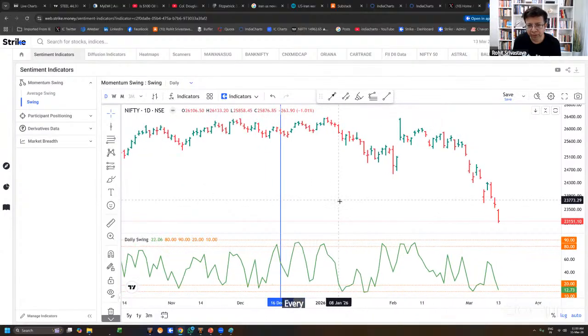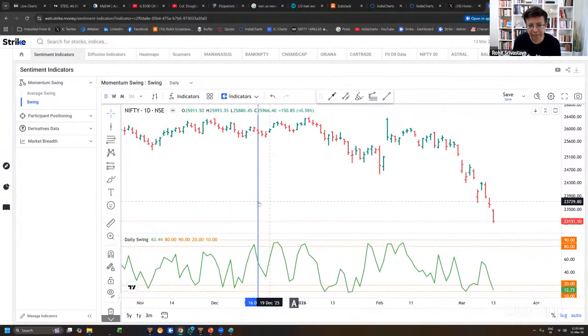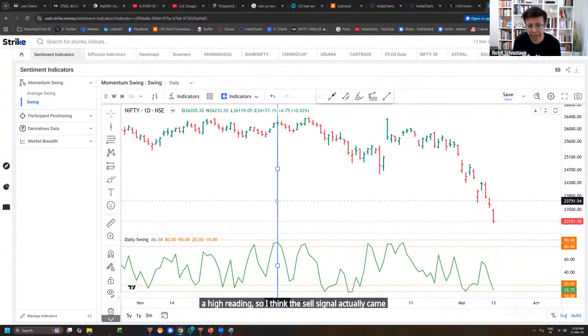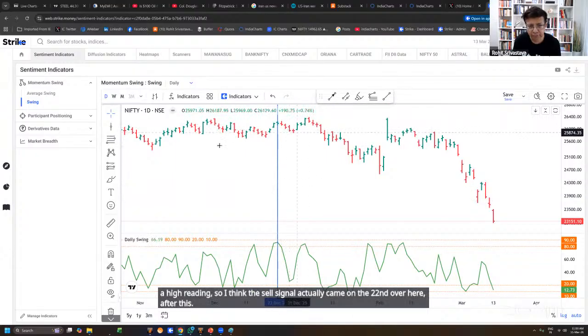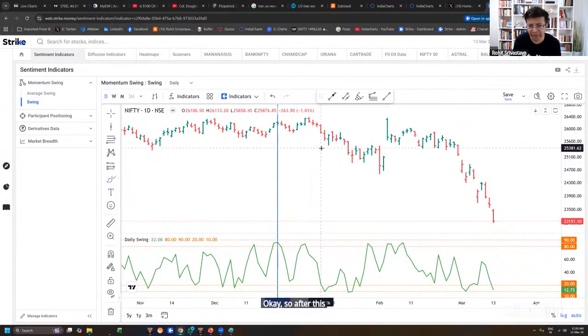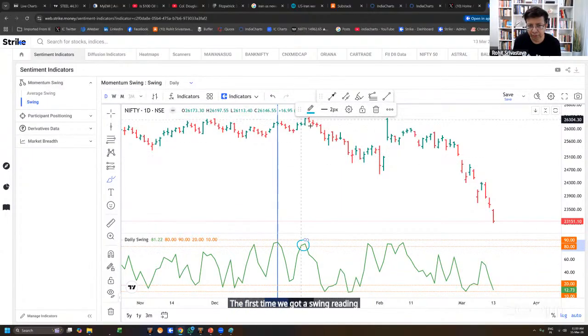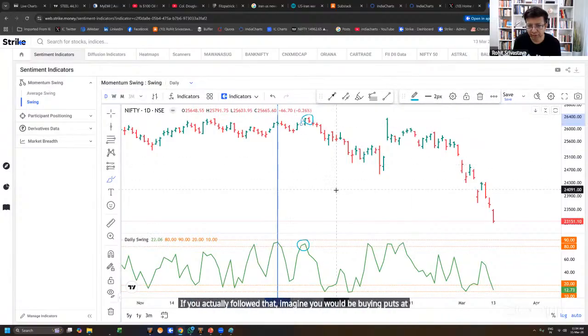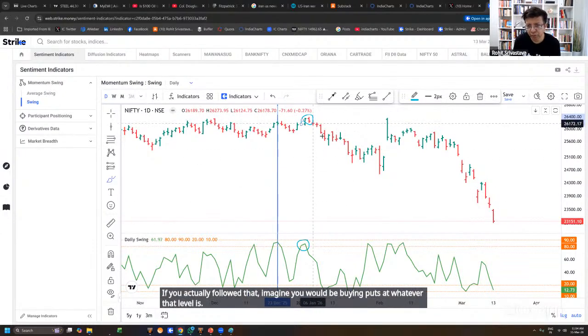Every time the swing gives a high reading, so I think the sell signal actually came on the 22nd over here after this. Okay, so after this, when the weekly gave a sell signal, the first time we got a swing reading up here is here, right at the top. If you actually followed that, imagine you would be buying puts at whatever that level is. And then you ride it the way down.